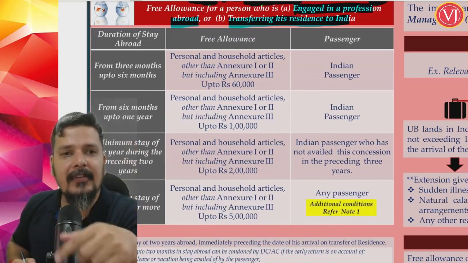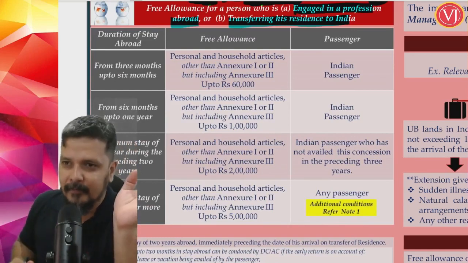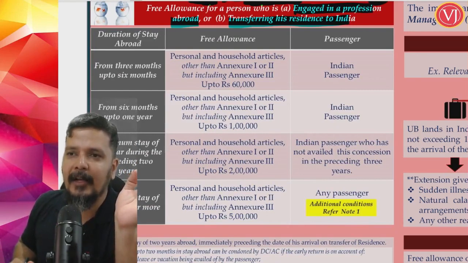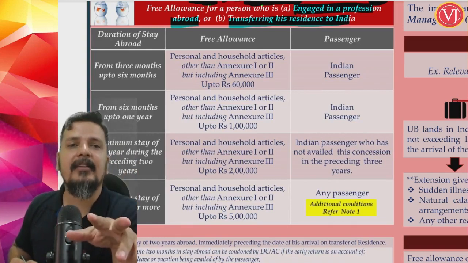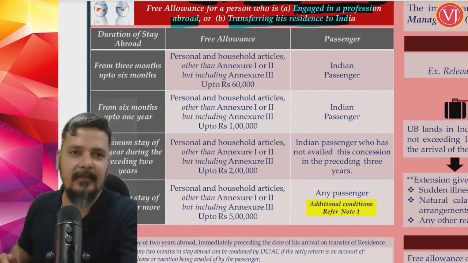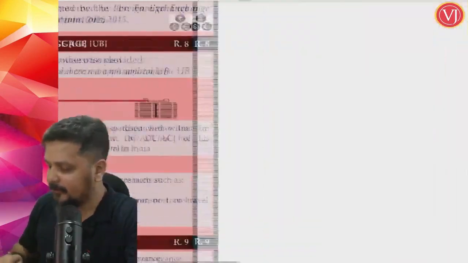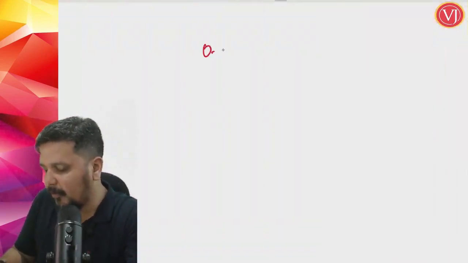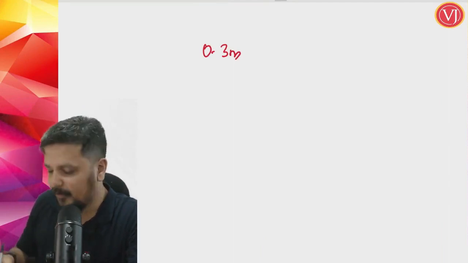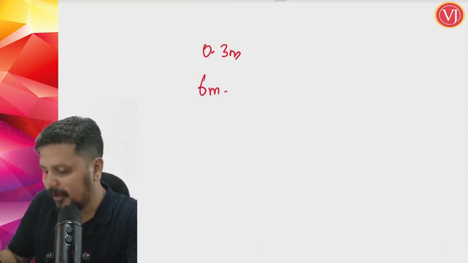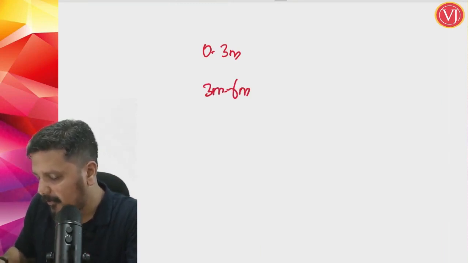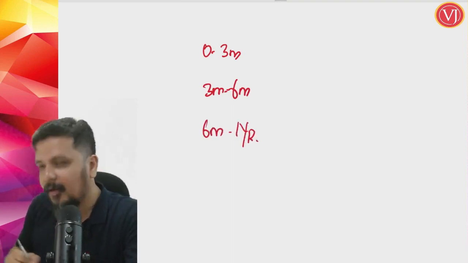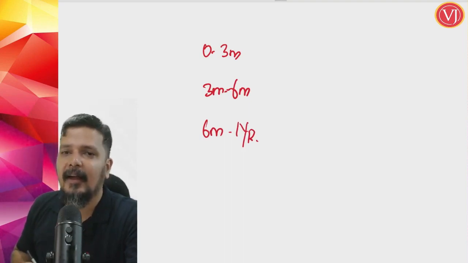Now, understand the logic of rule 6. The more you have stayed outside India, the more will be the exemption. If your stay outside India was lesser than 3 months, no exemption in rule 6. So if your stay outside India was 0 to 3 months, no exemption. More than 3 months, but up to 6 months. More than 6 months in the last 1 year.